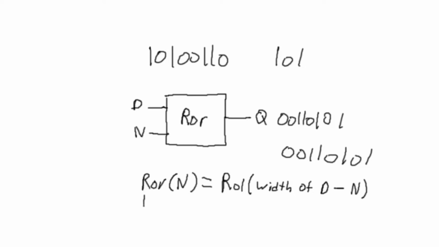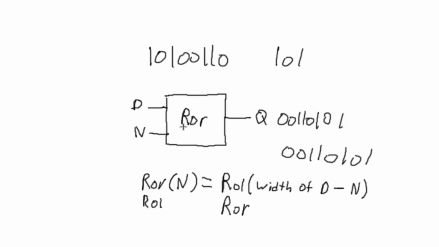If I were to instead make this rotate left and rotate right, this would still work out to be the same. Rotate left of n positions is always going to be equal to a rotate right of the width of the input minus n. So the nice thing about this is if you wanted to create a rotate left or rotate right circuit, you don't have to create both.